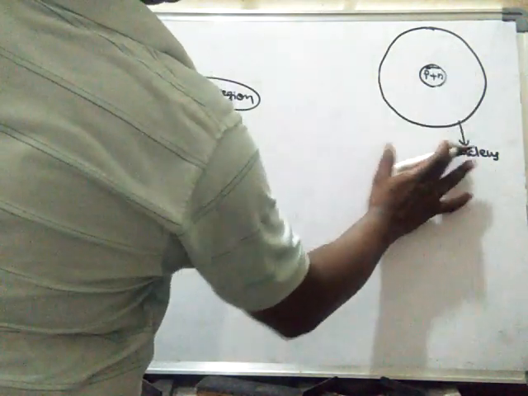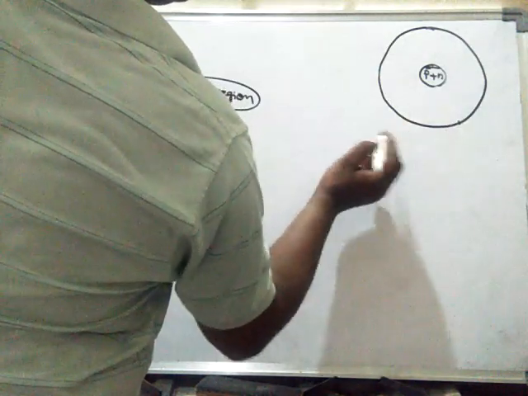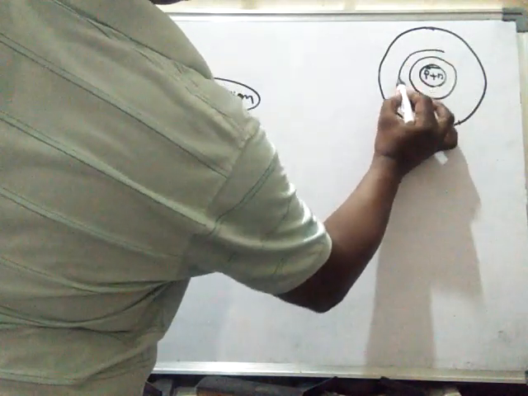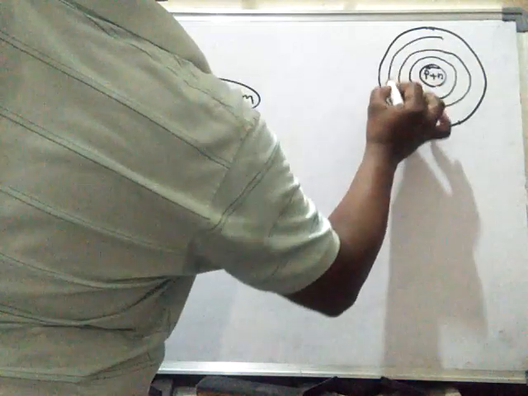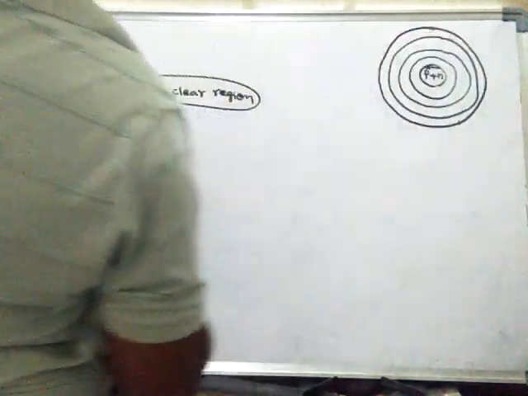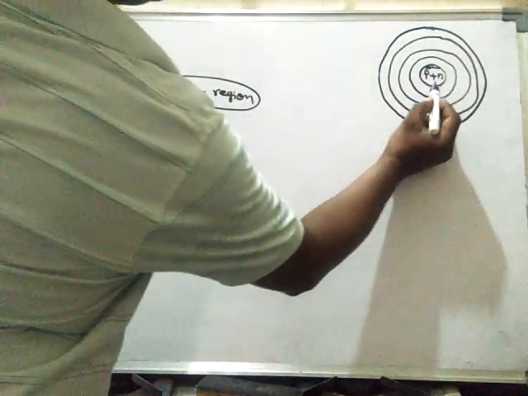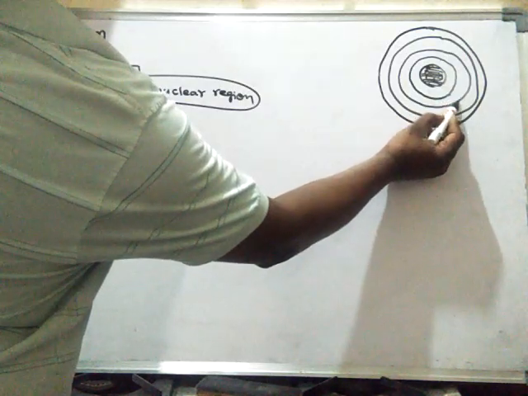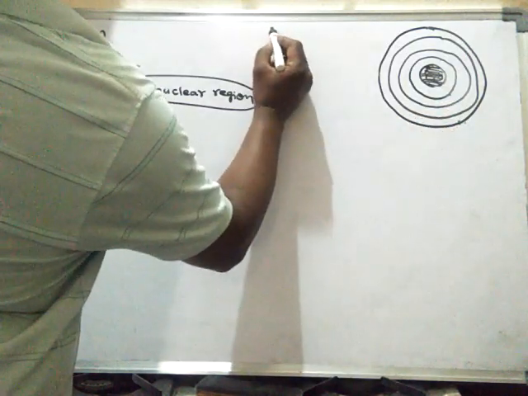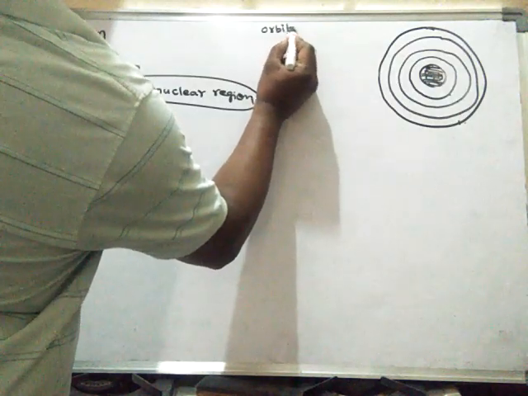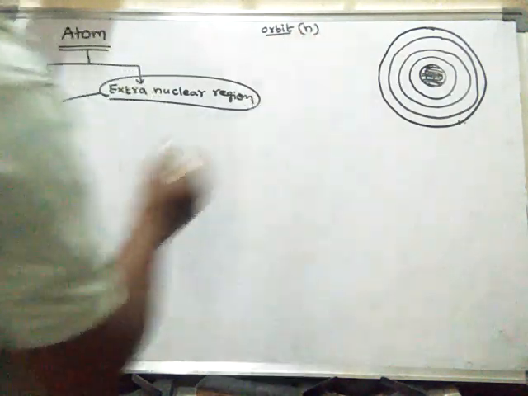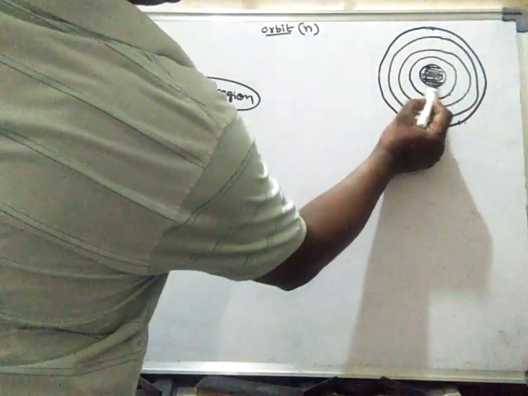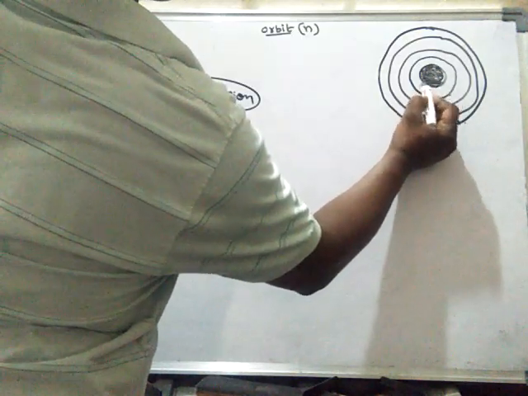So this is the nucleus. Now what do you find? Orbits. Let us assume this is the nucleus, and this is an orbit, this is another orbit, another orbit, another orbit. Generally, an orbit is denoted with a small n.